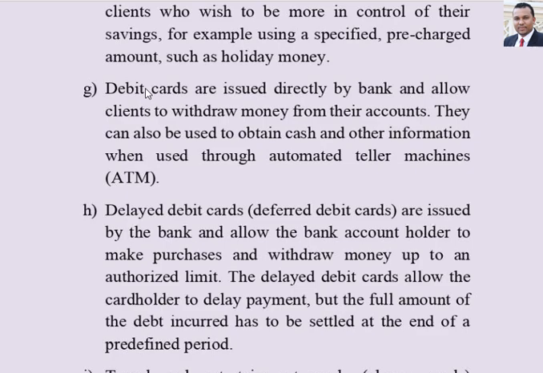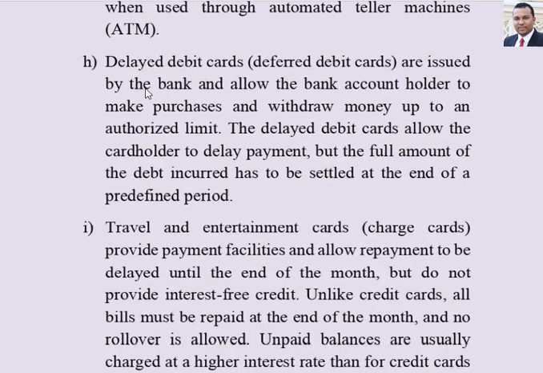The next type of debit card, the delayed debit card. In this case, it is issued by the bank and allows the bank account holder to make purchases and withdraw money up to an authorized limit. Maybe for this delayed debit card, the limit equals 30,000 Egyptian pounds. So this is your limit. When your credibility increases and improves, in this case, you can increase this limit.